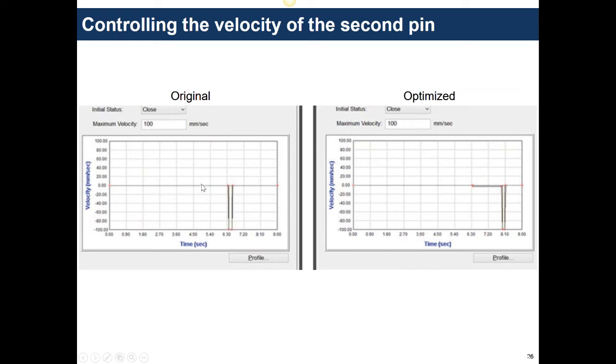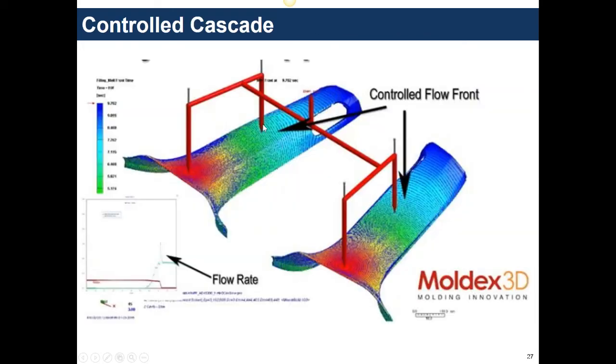So the original analysis was at about 6.3 seconds, you fully open the valve pin and it goes to its fully open position. In the optimized design, you start opening the valve pin at a slow velocity up to 8 seconds, and then once the valve pin has gone up a little bit, you then open it to its fully open position. Now here you can see a much more controlled flow front. You don't have that hesitation effect because you profiled the opening of this valve pin.